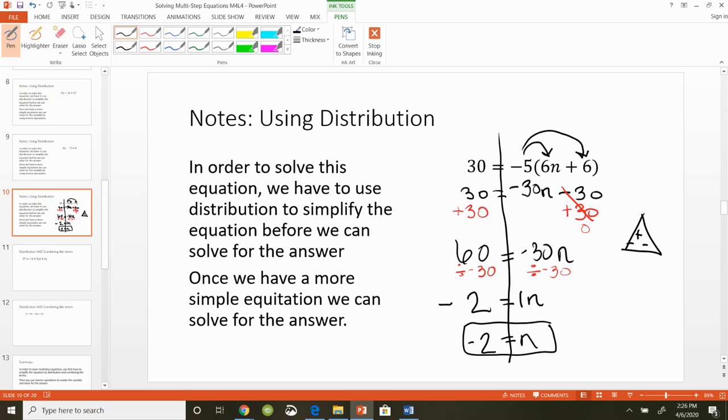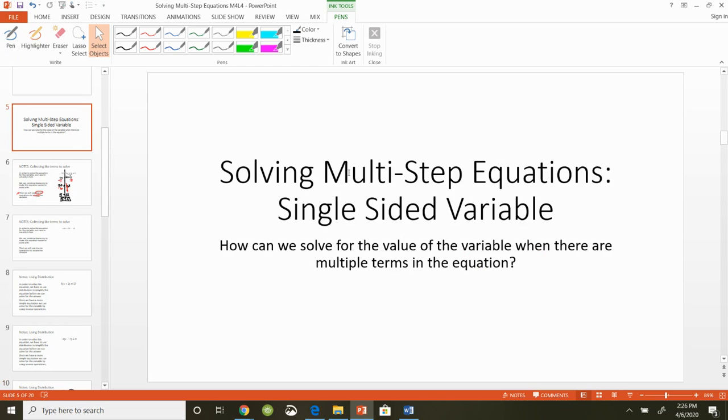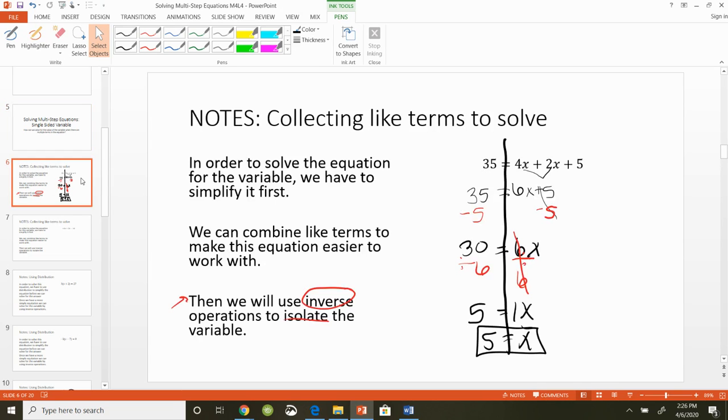And that's how you're going to complete the problems for any worksheet or any assignment that has to do with solving equations when the variable is on one side only. That means you only have either the left or the right-hand side that has the variable letter.